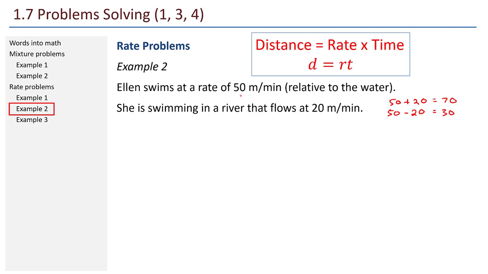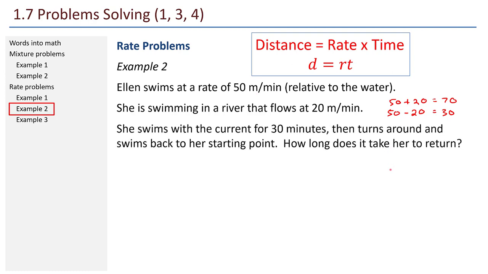So she swims at a rate of 50 meters per minute, but that can be affected by the speed of the current. Okay, she swims with the current for 30 minutes, and then turns around and swims back to her starting point. How long does it take her to return? I encourage you, if you'd like, pause the video and think about this for a few minutes.